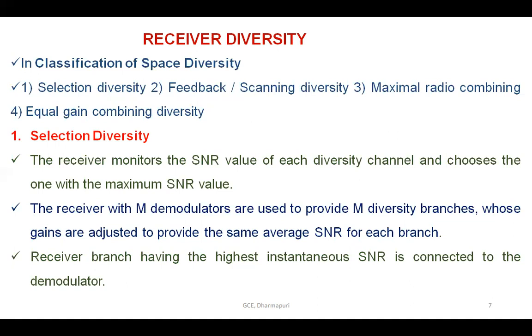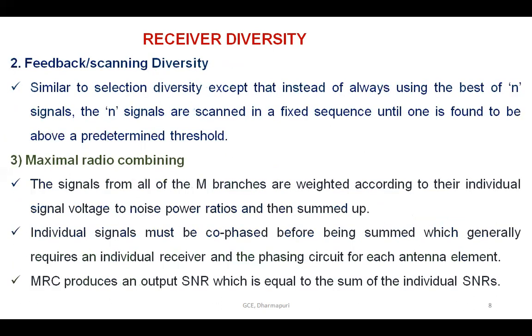SNR value. The receiver with M demodulators is used to provide M diversity branches, whose gains are adjusted to provide the same average SNR for each branch. The receiver branch having the highest instantaneous SNR is connected to the demodulator.